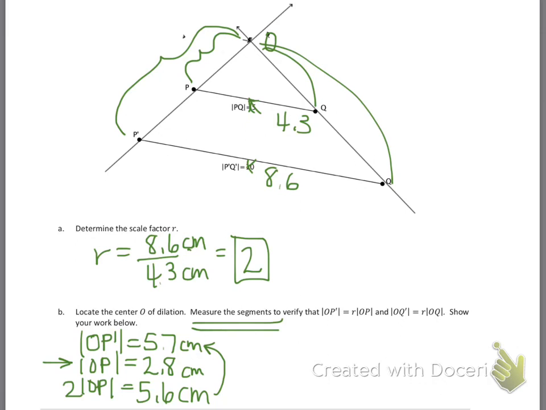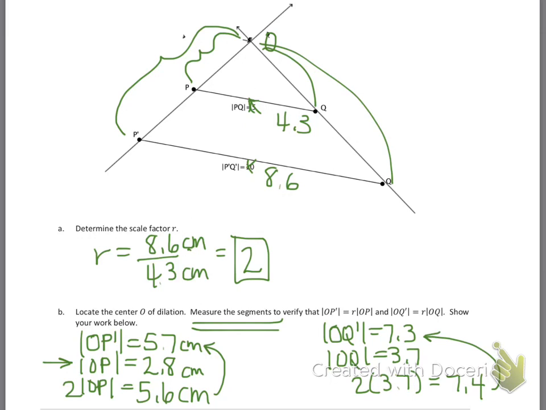For OQ prime, I got 7.3. And your measurement should be very similar to these. And for OQ, I got 3.7. We could get some error in depending on exactly where you drew the line or how you did it. So 2 times 3.7 should equal my 7.3, and it looks like it is 7.4. So once again, I verified the scale factor.